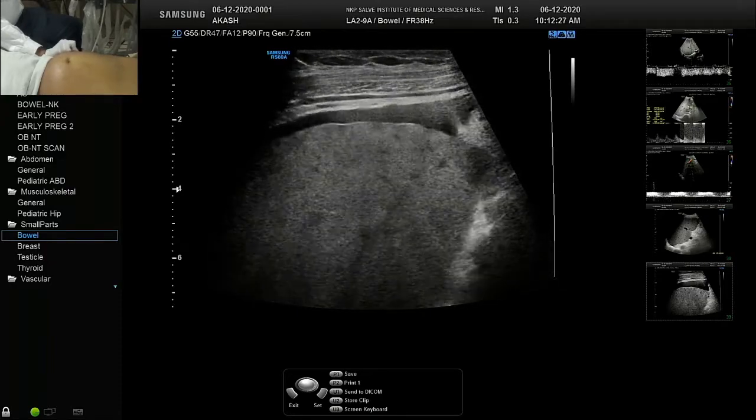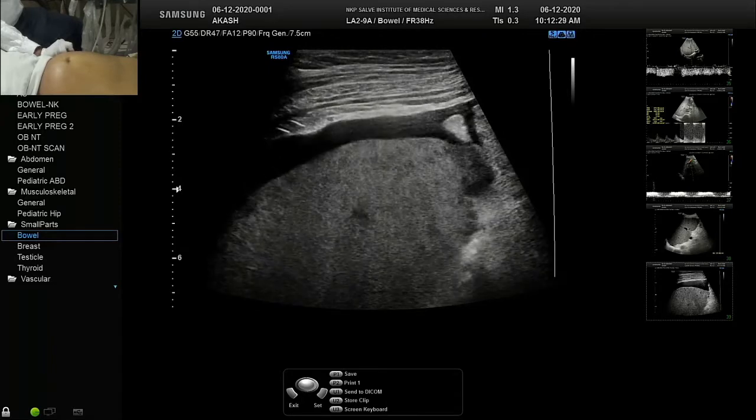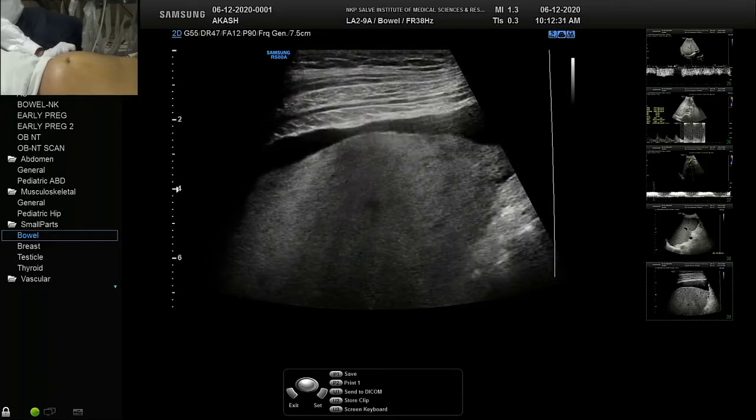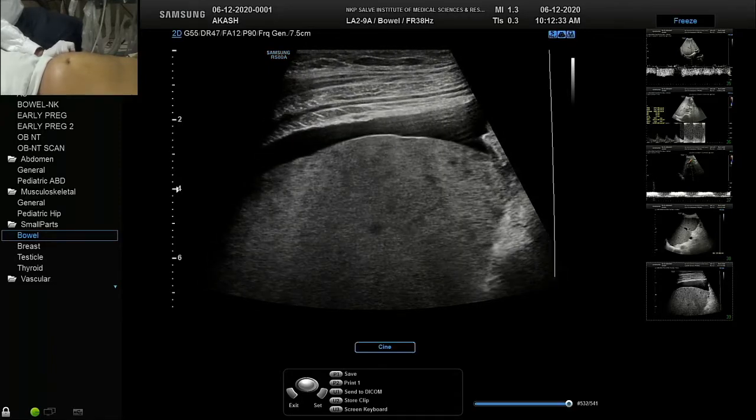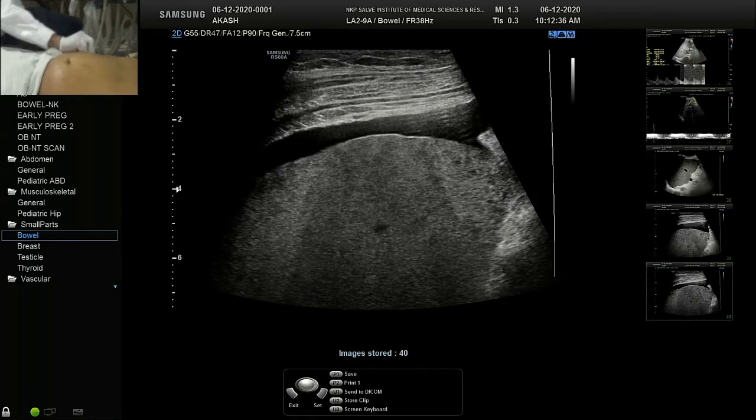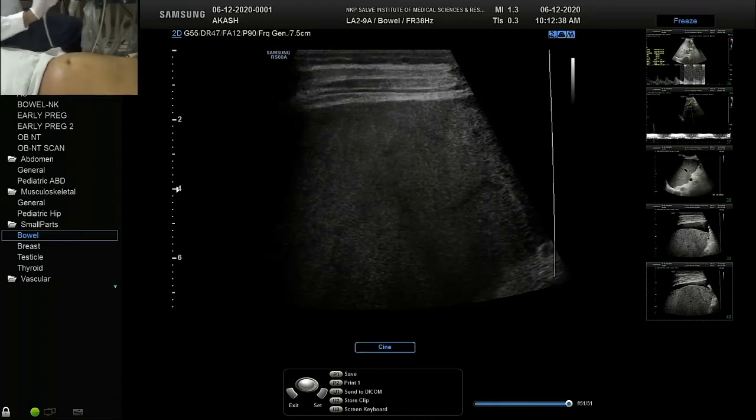There is definite nodularity, very nicely seen with a high frequency probe. So whenever you want to see the liver surface, you must use a high frequency probe to see it in a better fashion. So we finish up with this case.